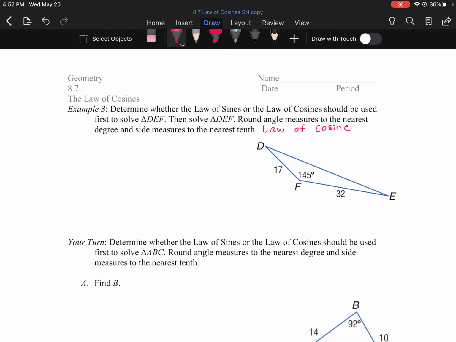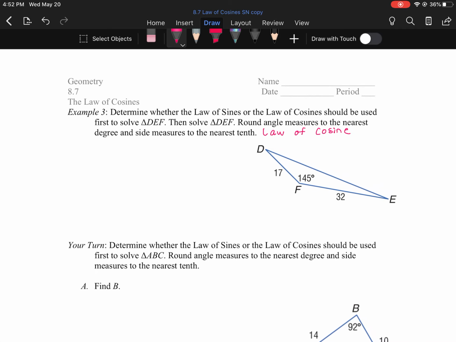Let's see, what do we want to do? Let's start with finding side F. We'll do that. So law of cosines, so I'm going to do F squared equals 17 squared plus 32 squared minus 2 times 17 times 32 times the cosine of 145.